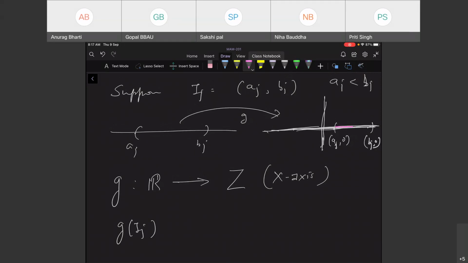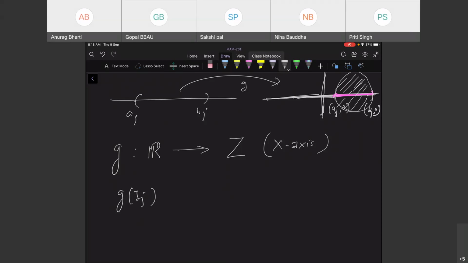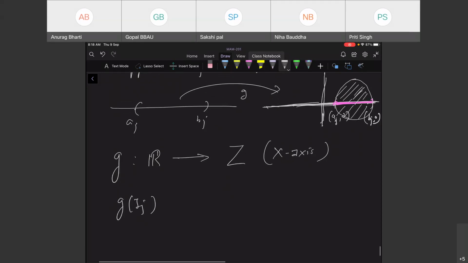We have to show that g(I_j), which is this pink colored portion, is an open set in Z. It is clear that in R2 an open set is of this form: make a disk, so this is an open set, and intersect it with the x-axis, and you get this pink portion. Let me explicitly write it: g(I_j) is all those (x, 0) such that x is between a_j and b_j.